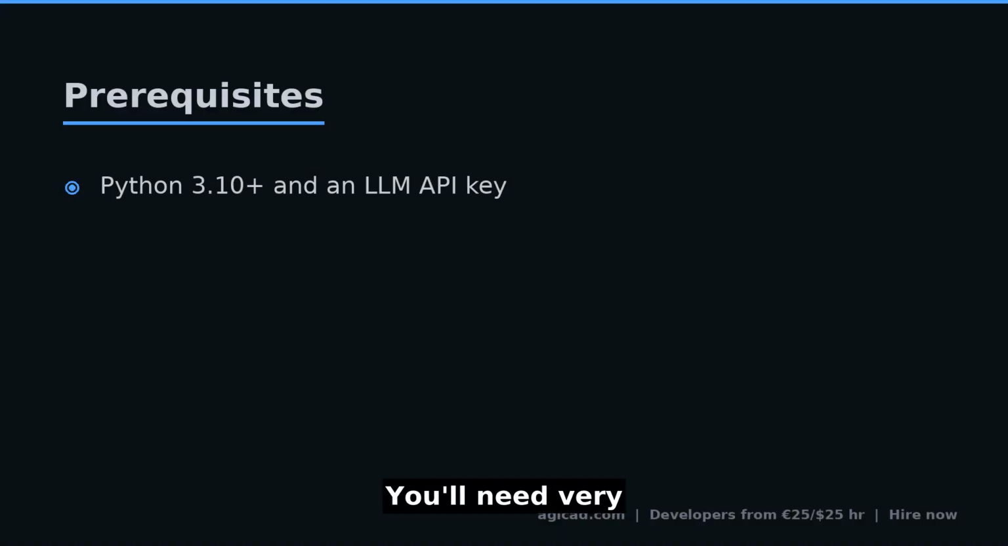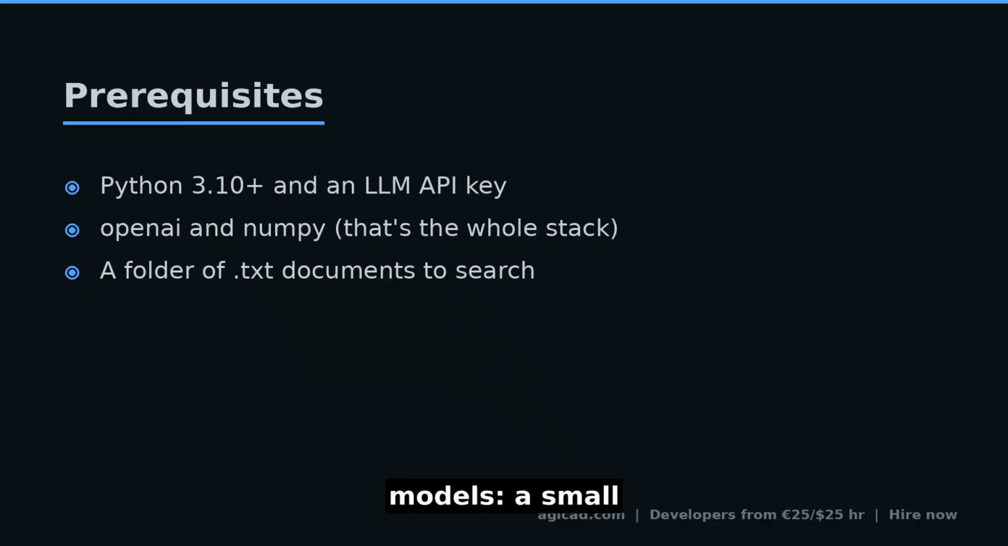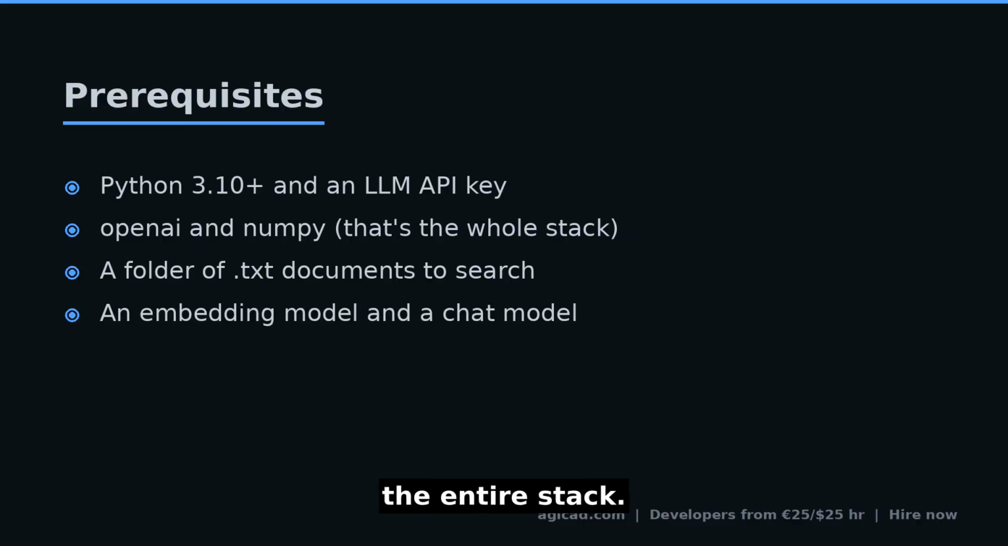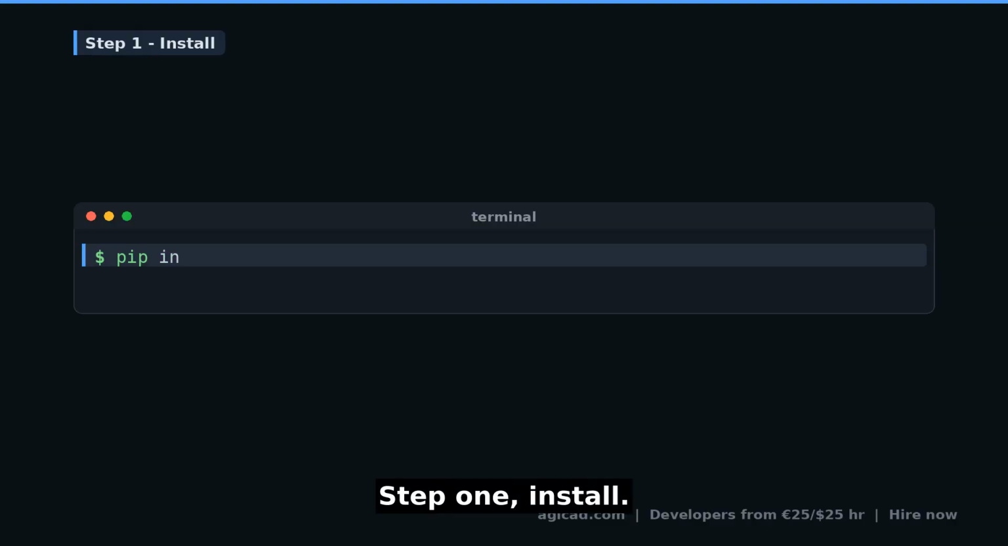You'll need very little. Python 3.10 or newer and an API key. 2 libraries only, the OpenAI client for embeddings and answers, and numpy for the vector math. A folder of plain text documents to point it at your notes, docs, or a handbook. And access to 2 models, a small embedding model, which is cheap, and a chat model to write the final answer. That's the entire stack. The point of building RAG by hand is to see that it isn't magic, it's a folder, some vectors, and a dot product. Step 1, install.